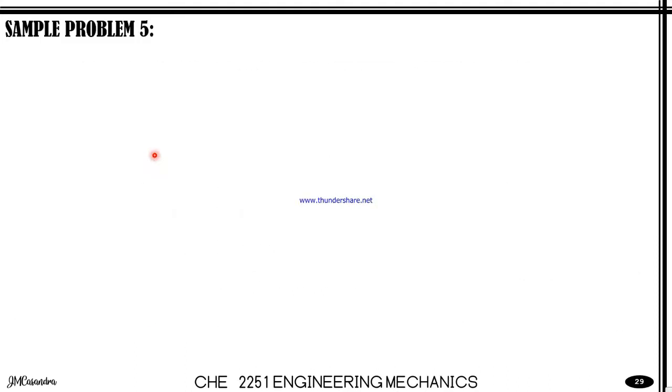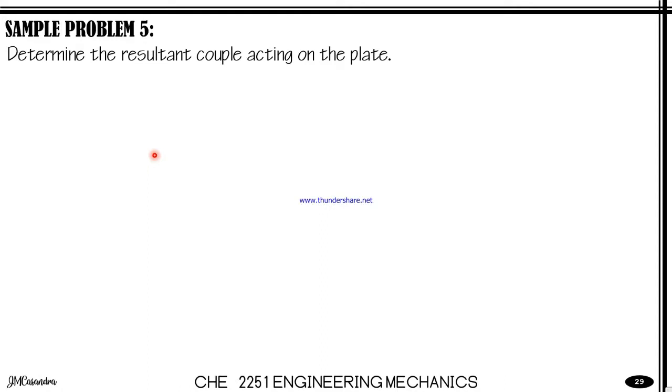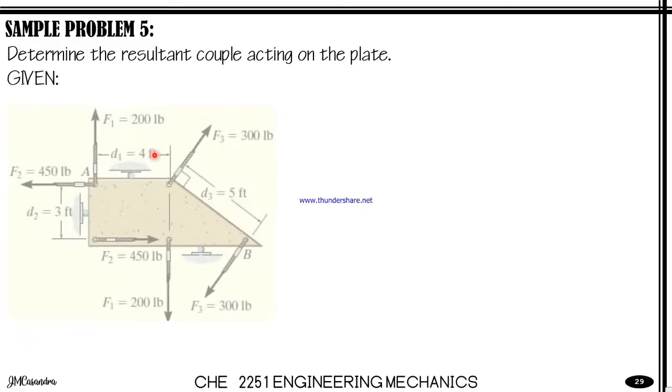So next, we have sample problem number 5. Determine the resultant couple acting on the plate. So we have the given diagram. From the diagram, we have 3 couples, F1, 2, and 3. To solve for the resultant couple, this is simply the summation of all the couples. And before that, we have to solve first for the individual moments produced by each couple.